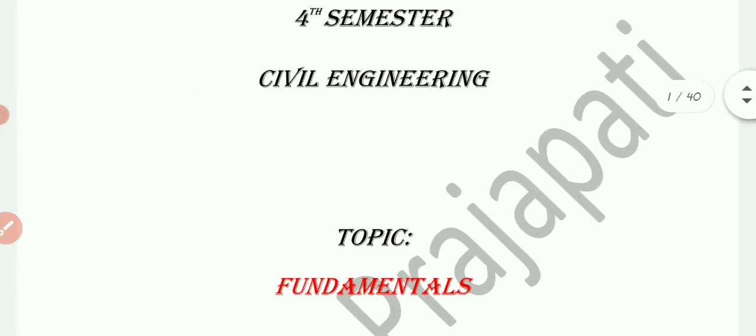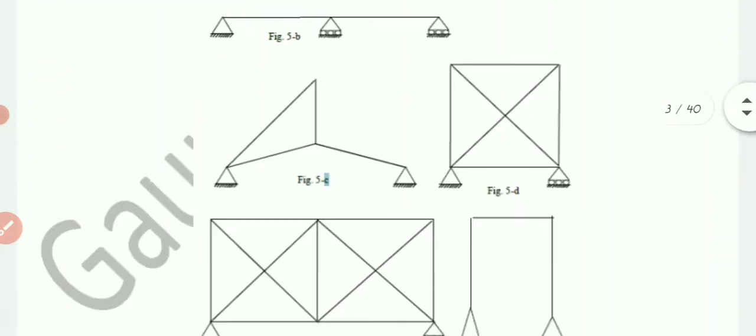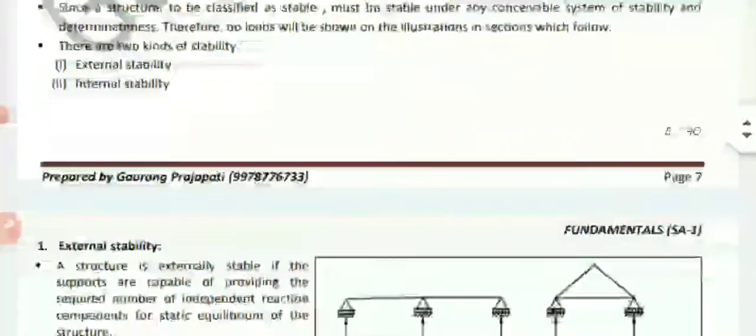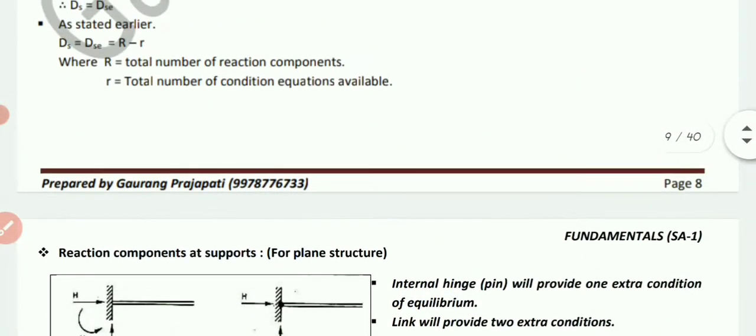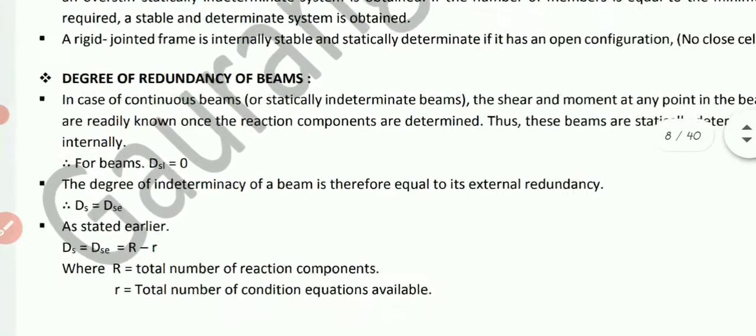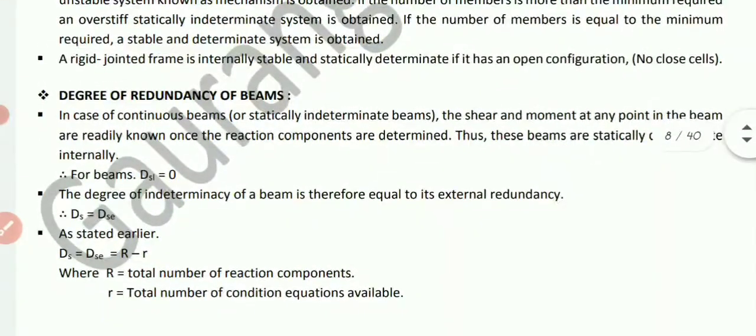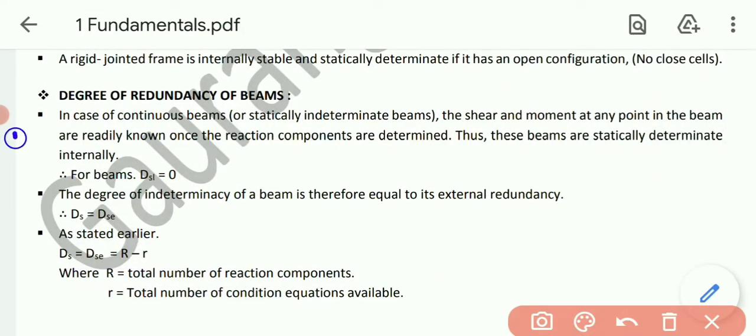In this video, I am going to cover the examples of the SI, that is, of static indeterminacy of the beams. In the previous video, we covered the theoretical portion of this chapter. Now in this video, I am going to cover the degree of redundancy of the beam. So first of all, let's understand it by the theoretical content. Degree of redundancy of the beam.